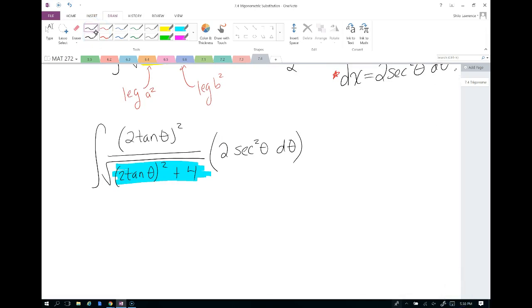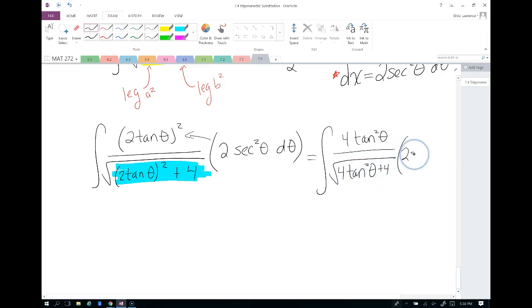So that's where I'm going to start. I'm going to kind of ignore everything else. Well, no, I'm going to go ahead and put that in my numerator. So this is, let me work out my squares. This is 4 tan squared theta over the square root of 4 tan squared theta plus 4 times 2 secant squared theta d theta. And I'm going to go ahead and put it in my numerator, and I really have 8 tan squared secant squared in my numerator.